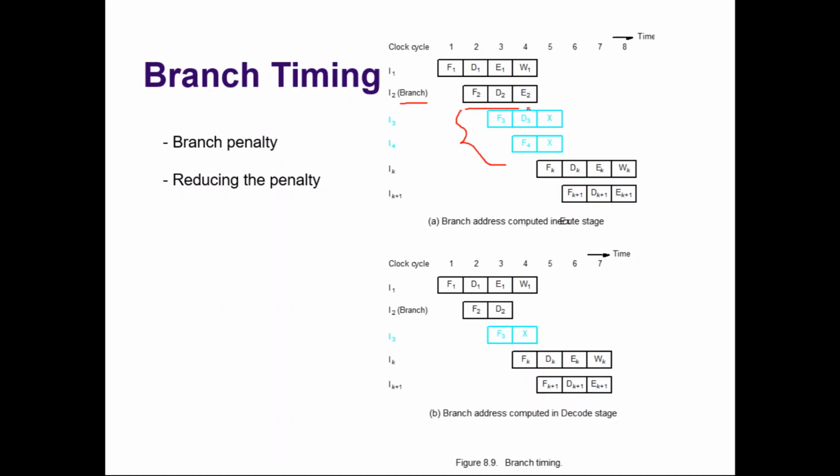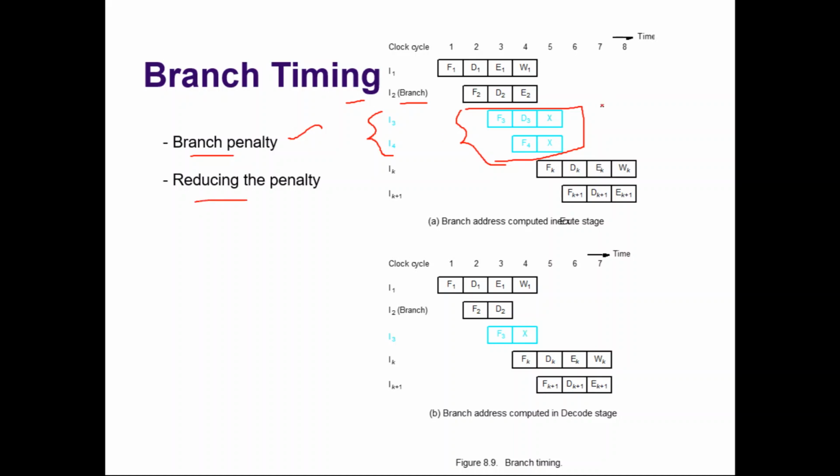The pipeline is getting stalled. This pipeline stall, the one that happens because of a branch instruction, is called the branch penalty. It can also be called an instruction hazard, but otherwise it is called the branch penalty. Because of taking the branch, we are paying this price, so it is called the branch penalty. Now, is there any way to reduce this penalty?